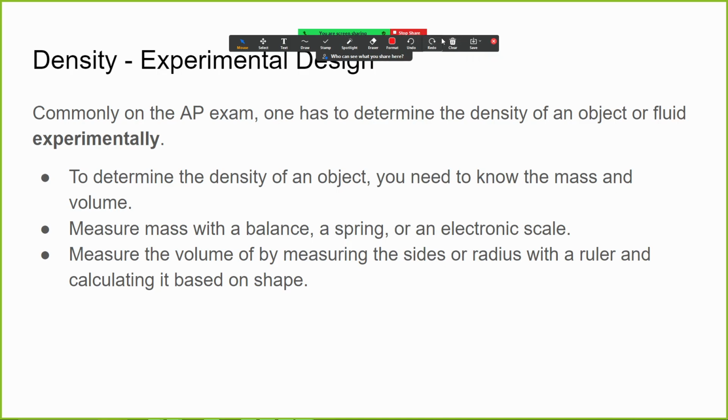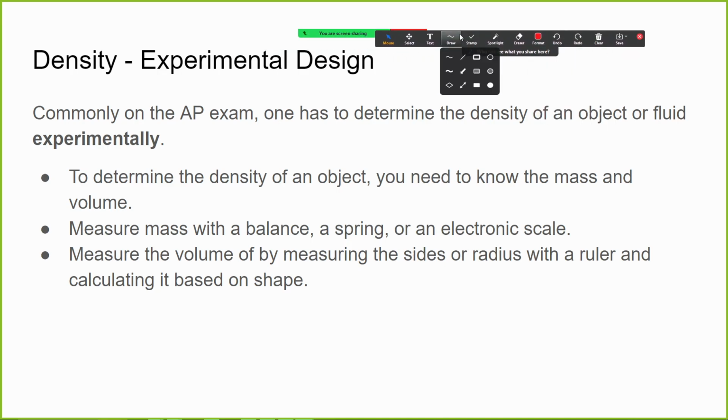So when we think about experimental design, I know those are also two of our favorite words, besides linearized data. One is going to have to determine the density of an object or fluid experimentally. We are going to do a lot of practice with this, but I figure we could talk a little bit about it now, going back to our learning target about how we are going to create graphs and linearized data. To determine the density of the object, you have to know mass and volume when we're talking about a fluid, okay?